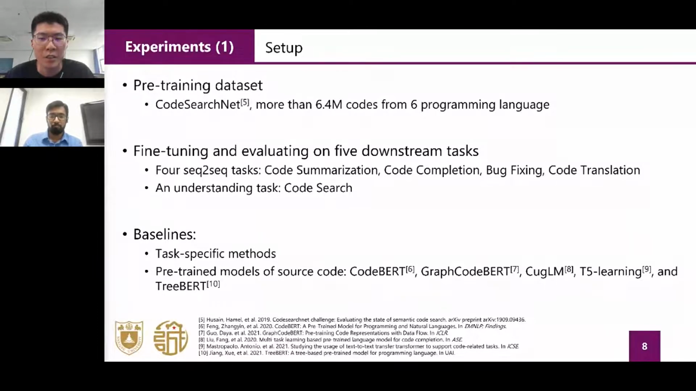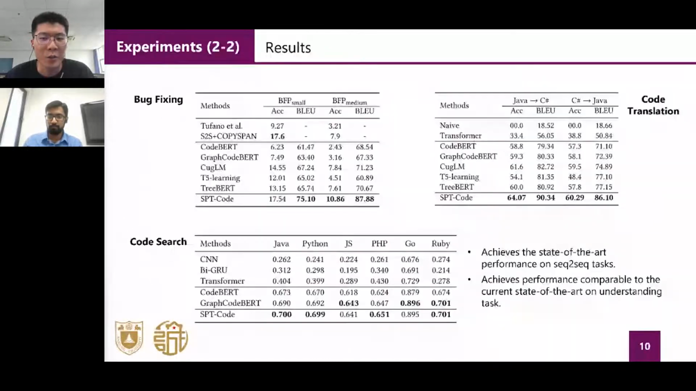Baselines include task-specific models and pre-trained models of source code. This is our evaluation result on code summarization and code completion, and the result on the remaining tasks. It can be seen that our model achieved the state-of-the-art performance on sequence-to-sequence tasks, and also achieves performance comparable to the current state-of-the-art on understanding tasks. Thanks for listening.